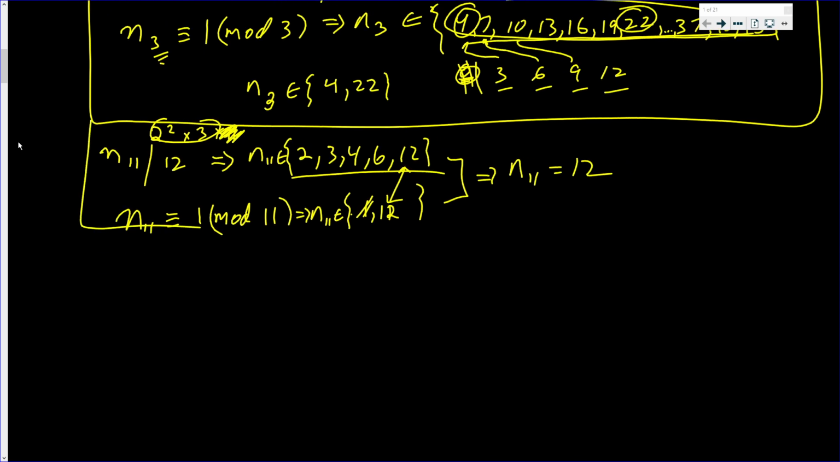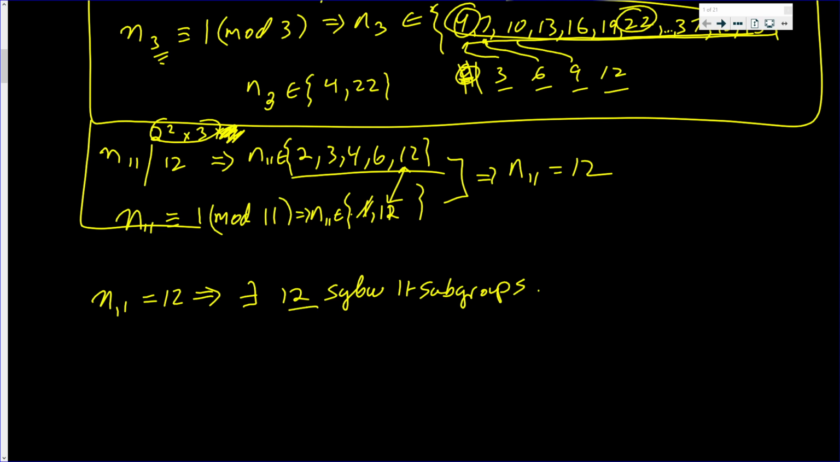Okay, wonderful. Now, n_11 equals 12 implies that there exist 12 Sylow 11 subgroups. They're all disjoint except for their identity element.